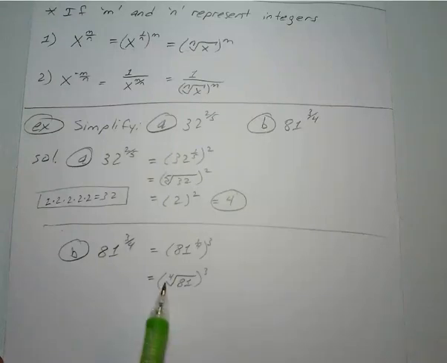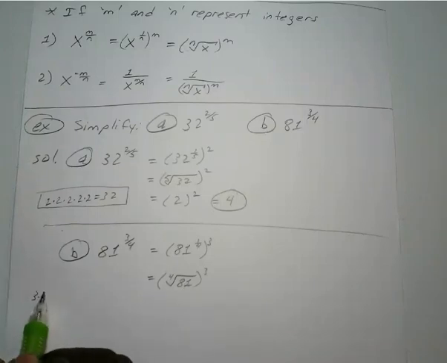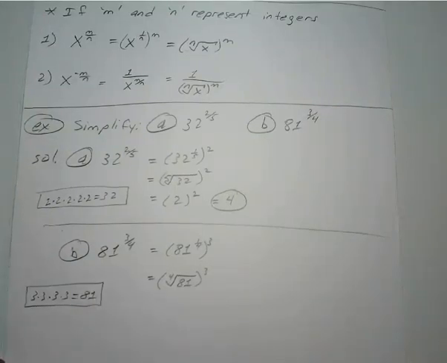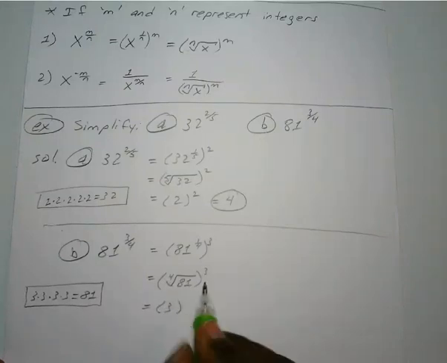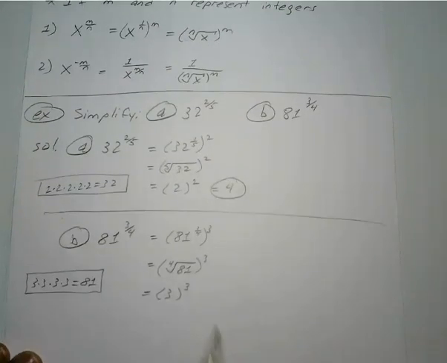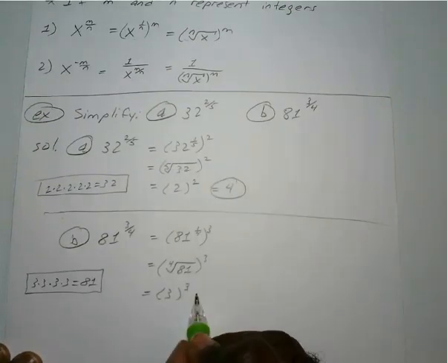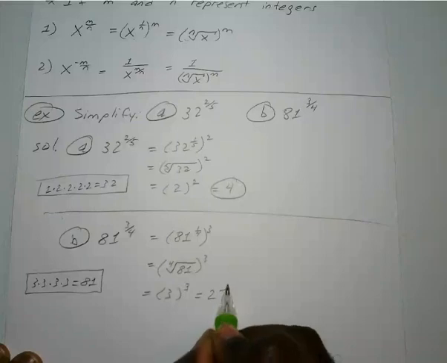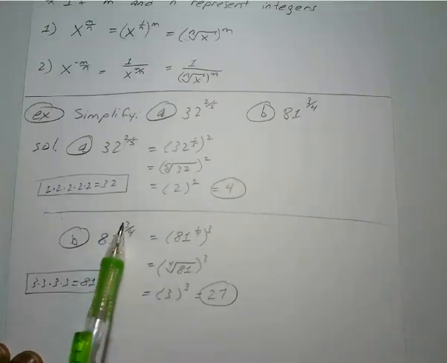Okay, so what number do we multiply by itself 4 times to get 81? Well, that would be 3. So we know that 3 times 3 times 3 times 3 equals 81. So the 4th root of 81 is equal to 3. And that's still to the 3rd power. 3 to the 3rd power is 3 times 3 times 3, which is 27. So 81 to the 3/4 power is equal to 27.